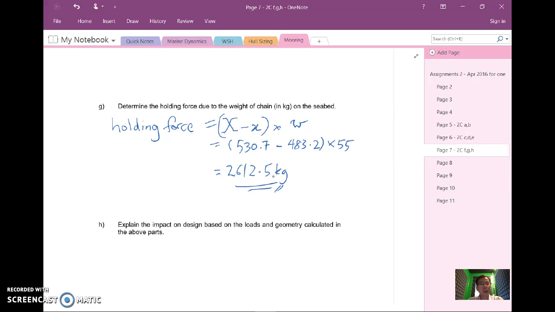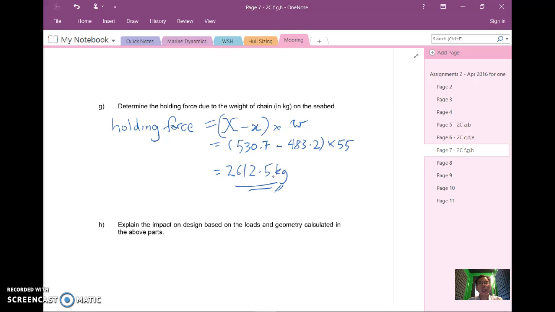Okay, for the last part of the question, H, explain the impact on design based on the loads and geometry calculated in the above parts. So for this, this really depends on, if the load is too great, what happens to the geometry? Would there be any holding force for the matter? If let's say the force is not that great, then how would it be?